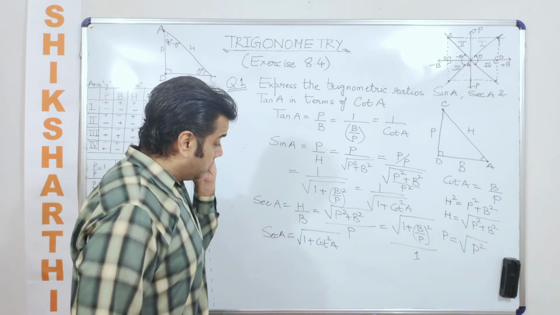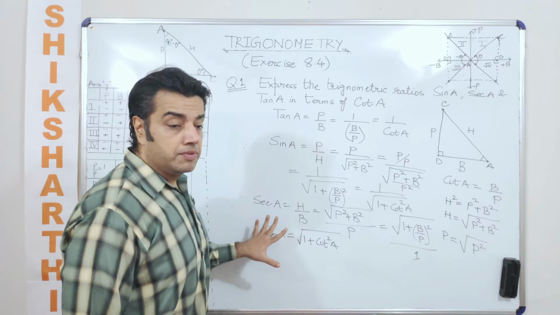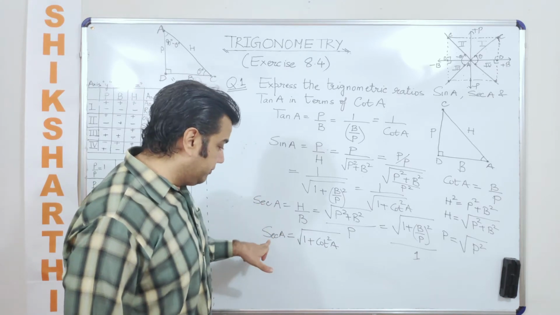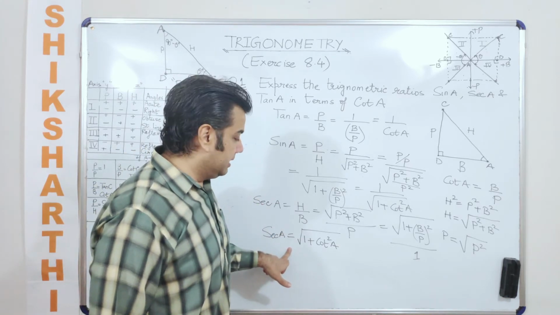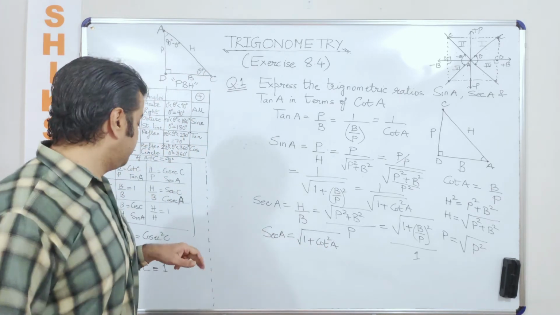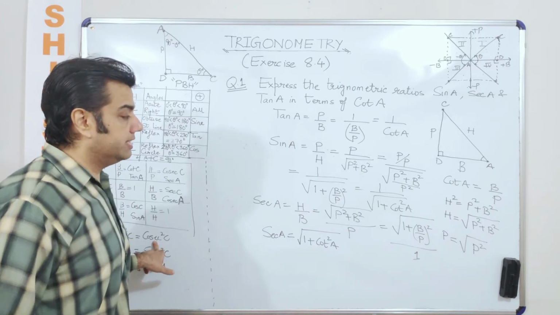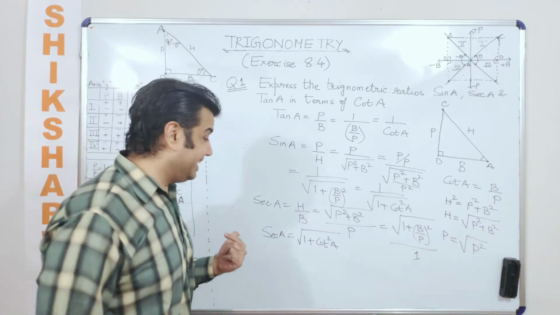Okay, now once we establish this, let us see the expression that we have got for sec A. Is it correct or not? And why does this give me some feelers here? Because I know that 1 plus cot square C is equal to cosec square C. So have we done some mistake here?